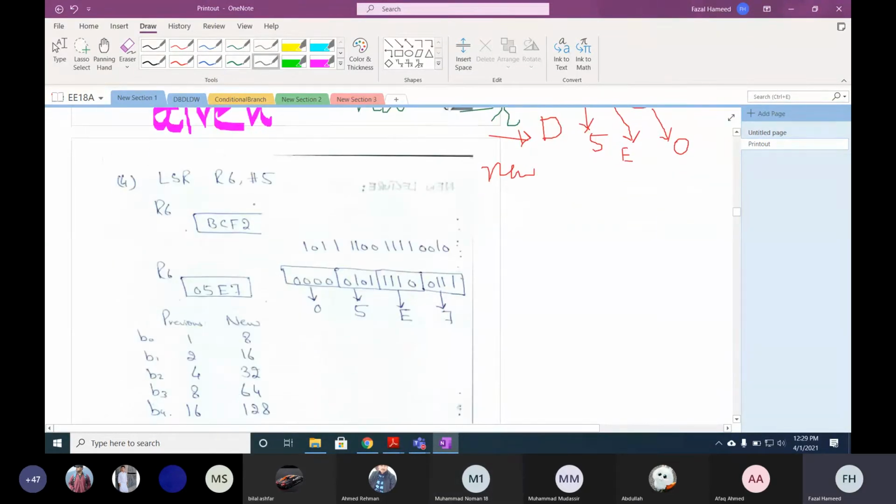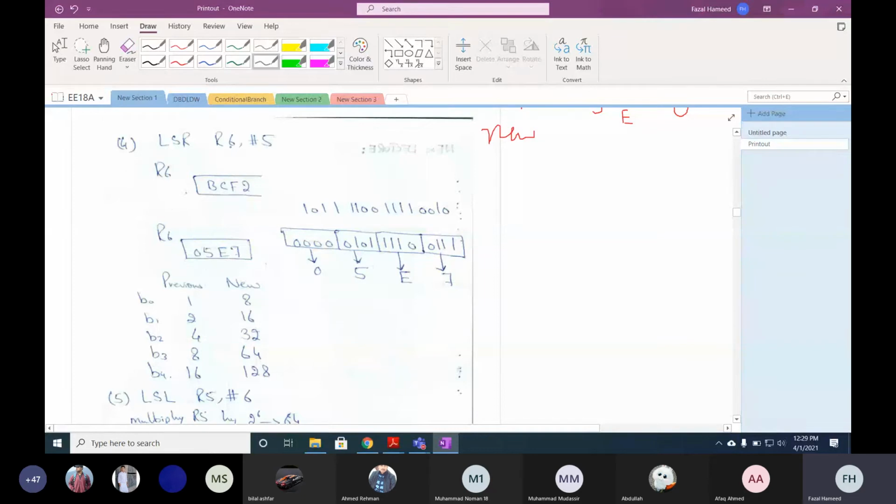And the same example. So now let's assume you write shift R6 by 5. So this is the old contents. Okay, the old contents B. So this is B, old contents. The second data is C, B, C. The third is F. And then the fourth nibble is 2.